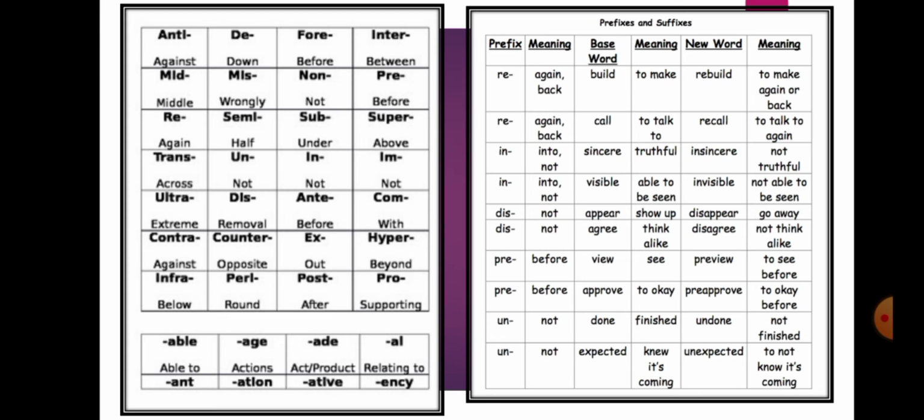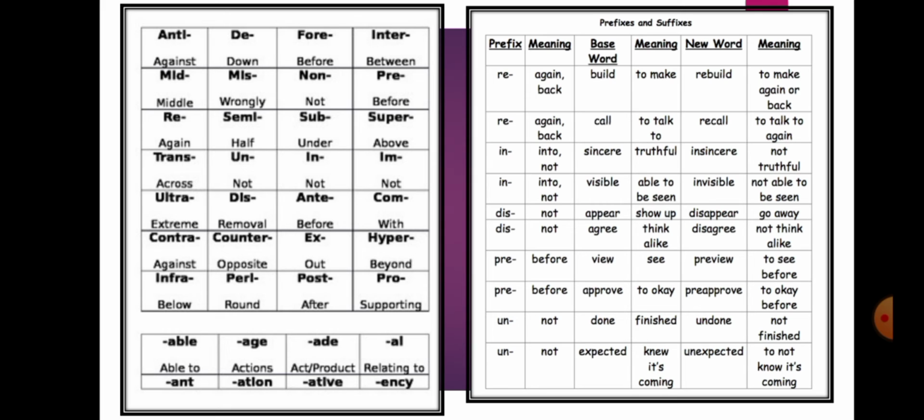And the next one is in. In also refers the same meaning, not. For example, in plus correct, incorrect. In plus complete, incomplete. Inability, invisible. Next one, im. Im means also the same thing, not. For example, possible, impossible. Perfect, imperfect.